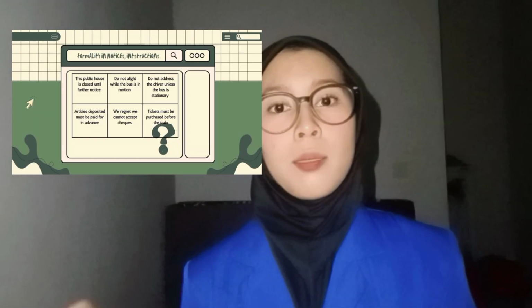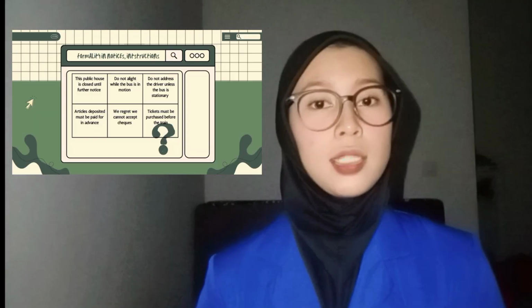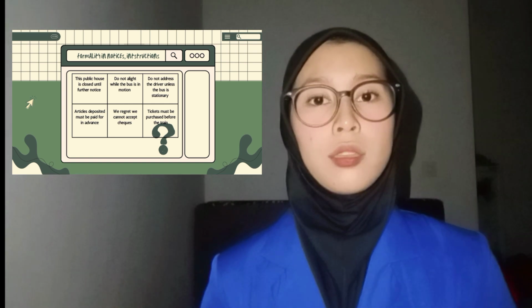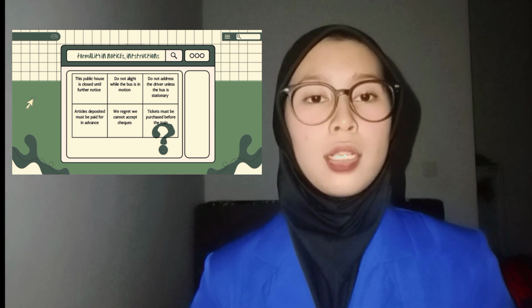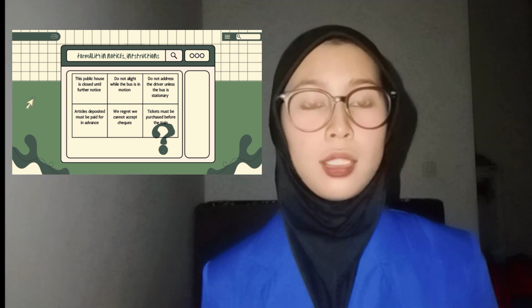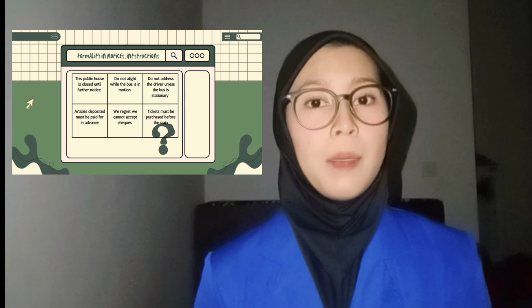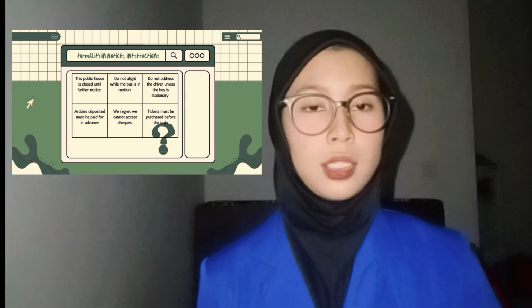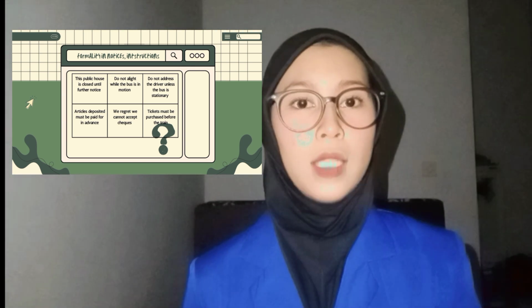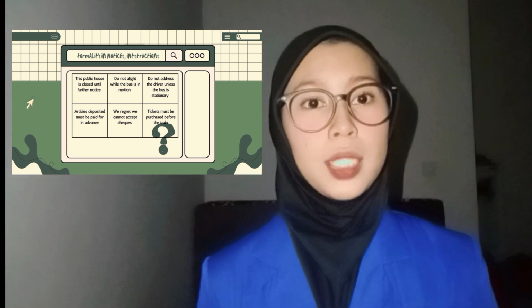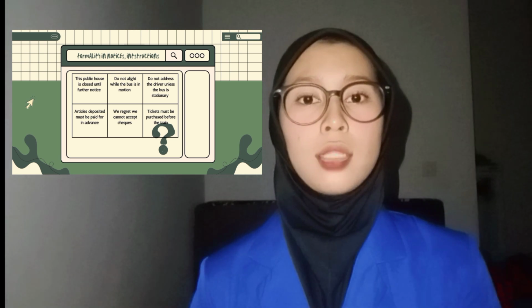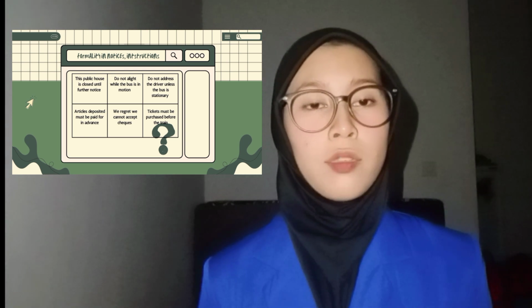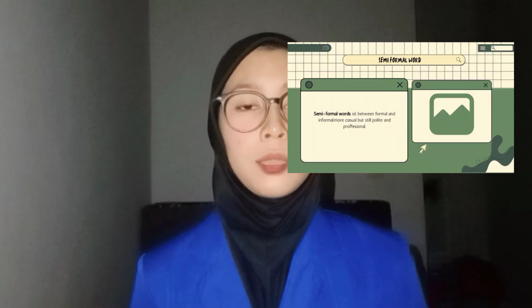Okay, next we have formality in instruction. This is really important for public announcements or instructions. Usually, these instructions are delivered in a short and clear manner, like "The public house is closed until further notice," or "Do not talk while the bus is in motion." Using formal language allows us to convey information clearly without confusing the audience.